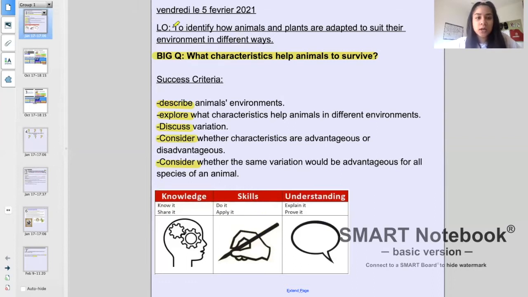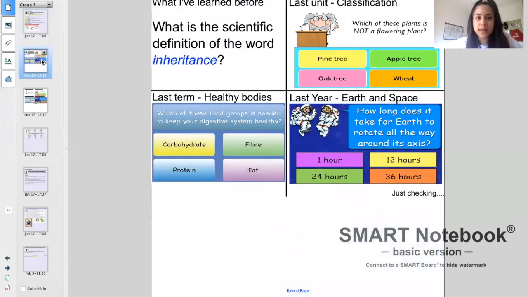Now, because we are learning to identify how animals and plants are adapted to suit their environment in different ways, you will need to challenge your knowledge, your identifying. And also, when you are considering whether characteristics are advantageous or disadvantageous, you're using your skills of how different characteristics help animals, and you're applying that into this lesson and how certain characteristics might be more beneficial compared to others. But first, let's get going with our just checking.